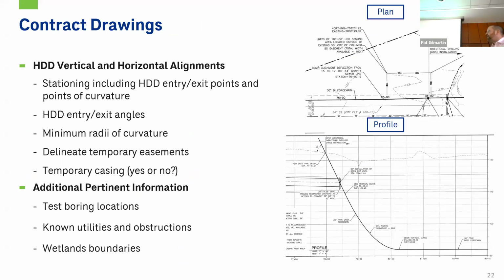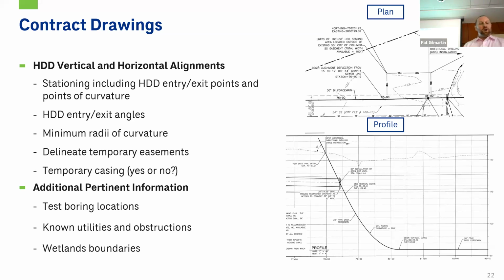So from the development of the contract drawing side of things, these recommendations are a little bit more for your larger scale HDD projects. If you are doing smaller HDDs, you don't have to go to as great of an extent of documenting the areas for the contractor. But for our larger projects, what you do want to do is make sure your vertical and horizontal alignments are on the contract drawings. We'll specify what our HDD entry and exit angles are.